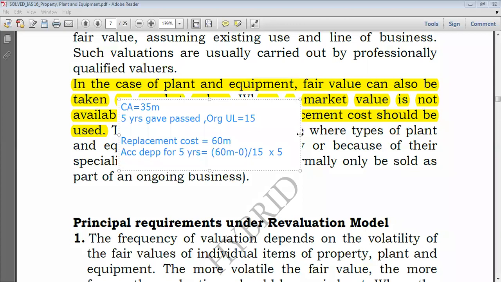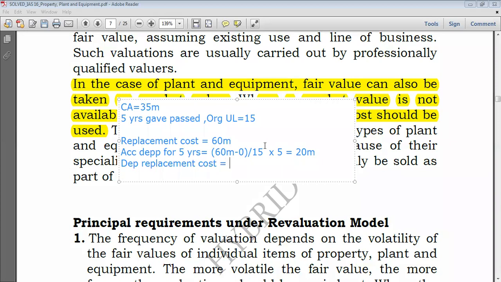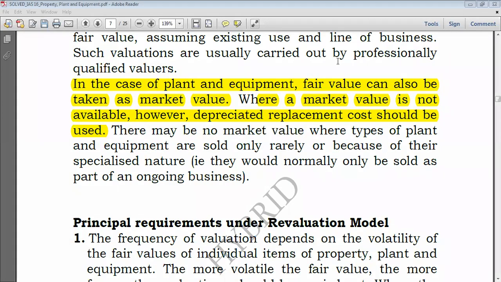If you do this, you'll end up with an accumulated depreciation of 20 million. So, to obtain the depreciated replacement cost, we take the original cost, that is 60 million, minus the accumulated depreciation, 20 million, ending up with 40 million. So this is the depreciated replacement cost, and we can presume this to be the fair value. So that's what we do. I hope you got me well. So we can proceed now.